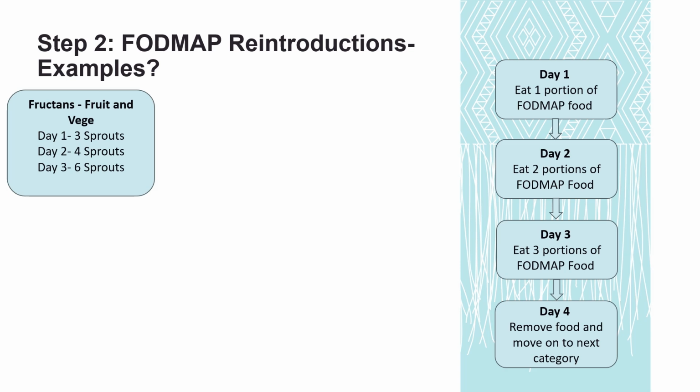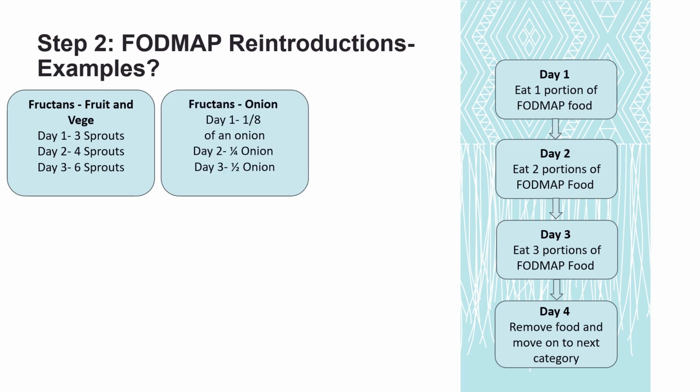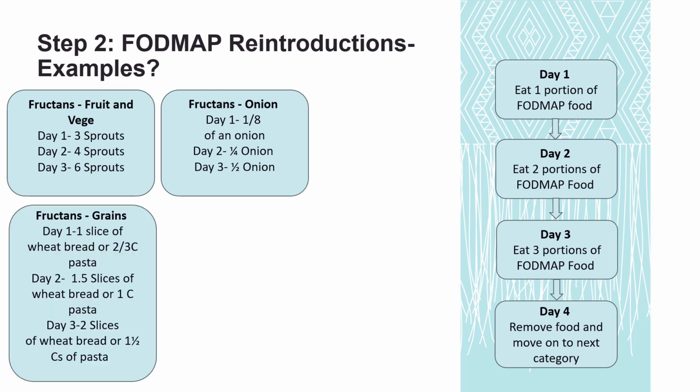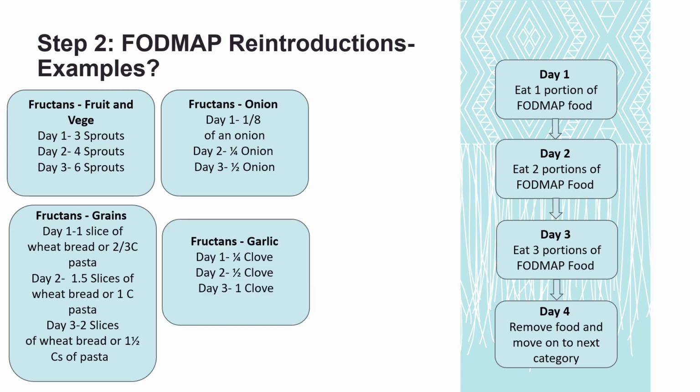Onion fructans. Day 1, we have 1/8 of an onion. Day 2, a quarter of an onion. Day 3, half an onion. Obviously, there is no substitute here. Grain fructans, we've got day 1, 1 slice of wheatmeal bread or 3/4 a cup of wheat pasta. Day 2, 1.5 slices of bread or 1 cup of pasta. Day 3, 2 slices of wheat bread or 1.5 cups of pasta. Garlic fructans, we've got day 1, 1/4 clove of garlic.